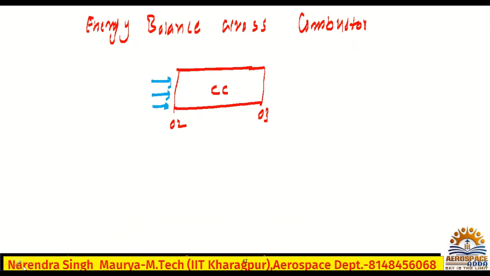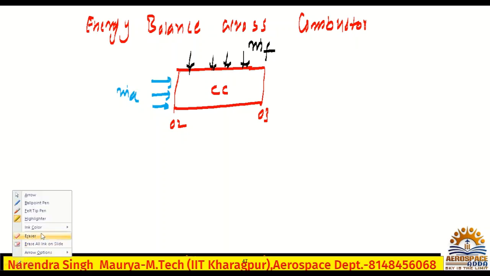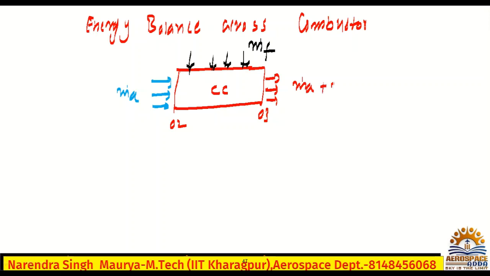Here we have m dot A, and here we have fuel, and here we have gas, m dot A plus m dot F. All right. Now we'll write the energy equation.